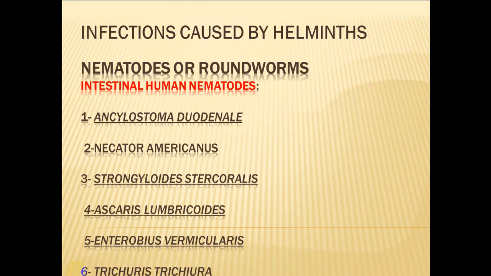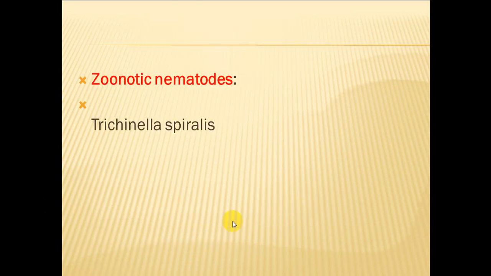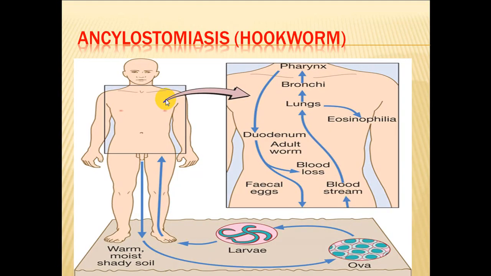Infection caused by helminths, nematodes or roundworms. Intestinal human nematodes: Ancylostoma duodenale, Necator americanus, Strongyloides stercoralis, Ascaris lumbricoides, Enterobius vermicularis, and Trichuris trichiura. Zoonotic nematode, which means it comes from animals: Trichinella spiralis.